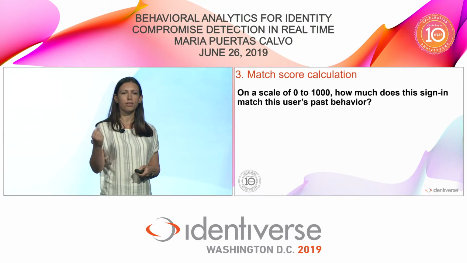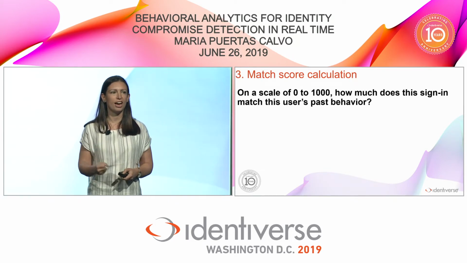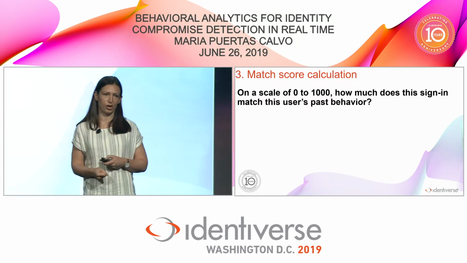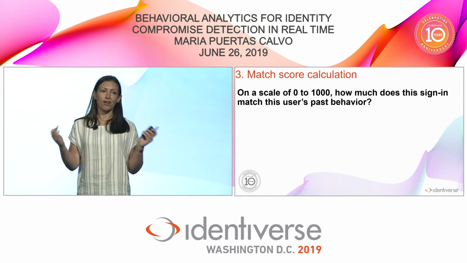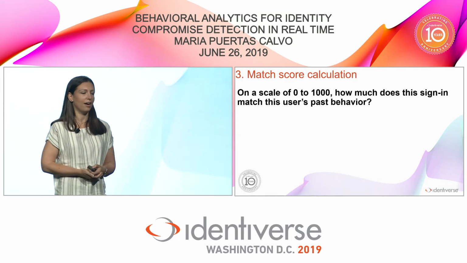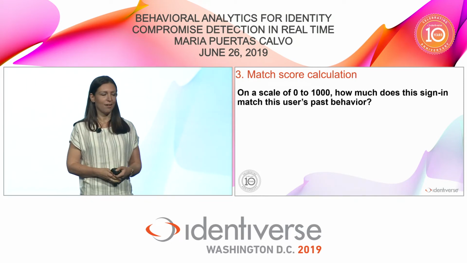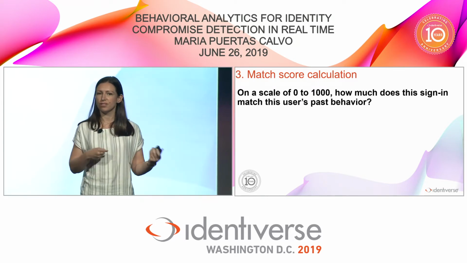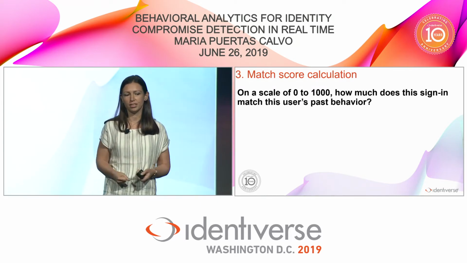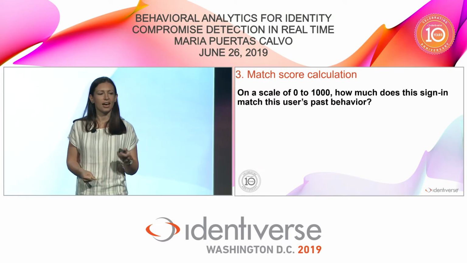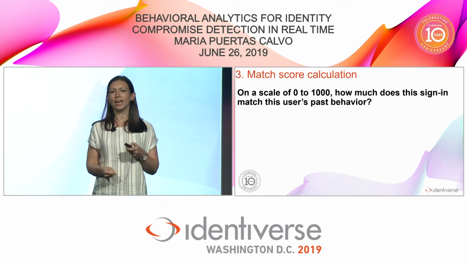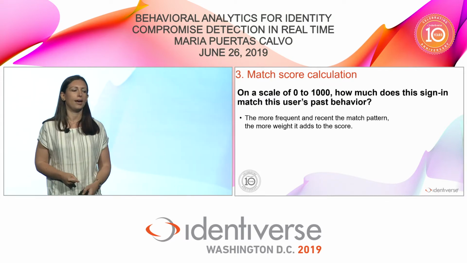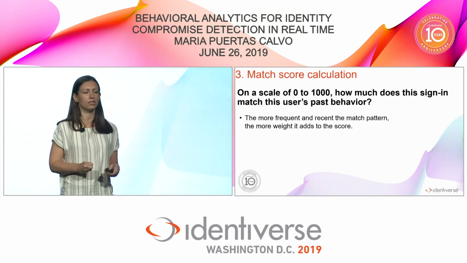And then with both the new entities that we're tracking and the behaviors, we're going to compute a match score. Now, this is a lot of math, so I'm going to spare it for you because it's 5:30 in the afternoon. But basically what we're trying to answer is, on a scale of 0 to 1,000, that's just an arbitrary scale, how much does this sign-in look like the user's past behavior? How much does it look like you? So I'm going to give you a little bit of detail of how this works.